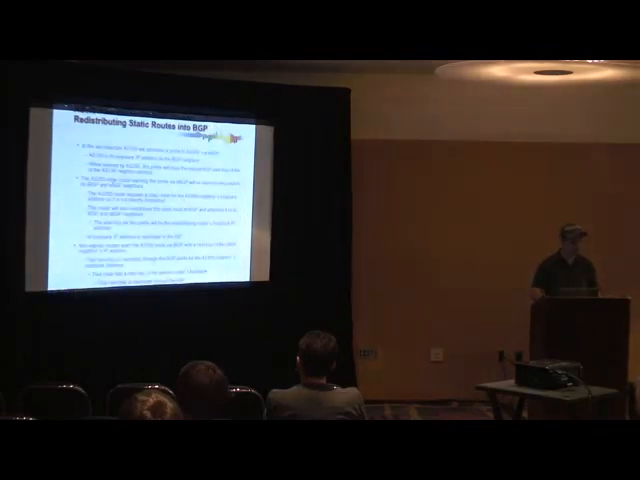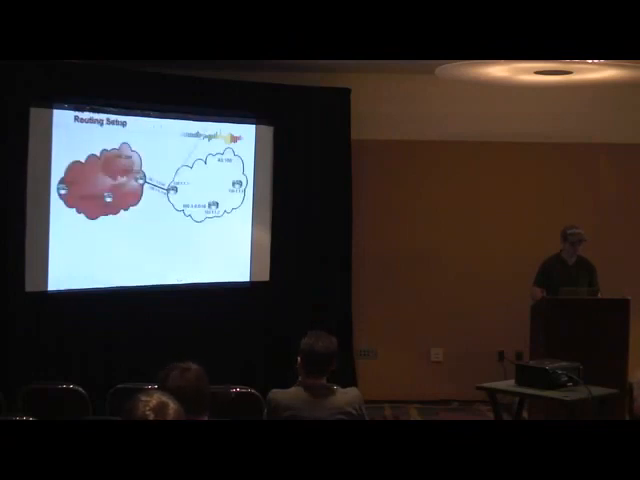So the third case we're going to do here is redistributing static into BGP, very similar. On this router, we do an IP route for these loopback /32s in order to make BGP come up.